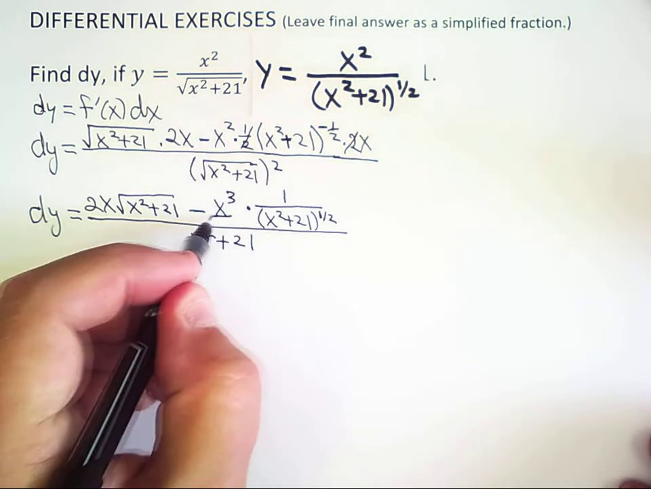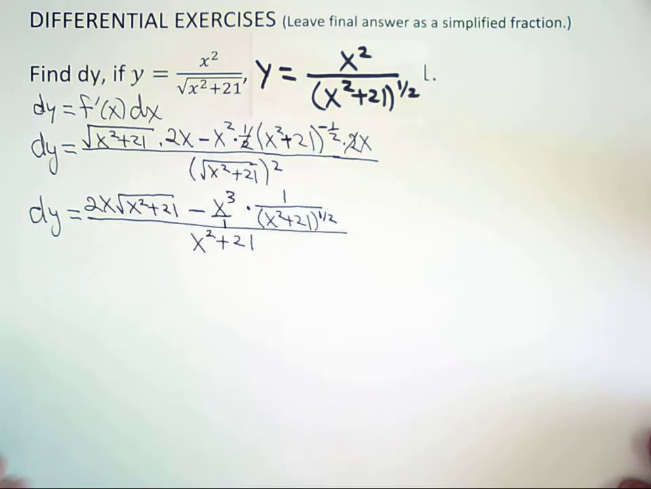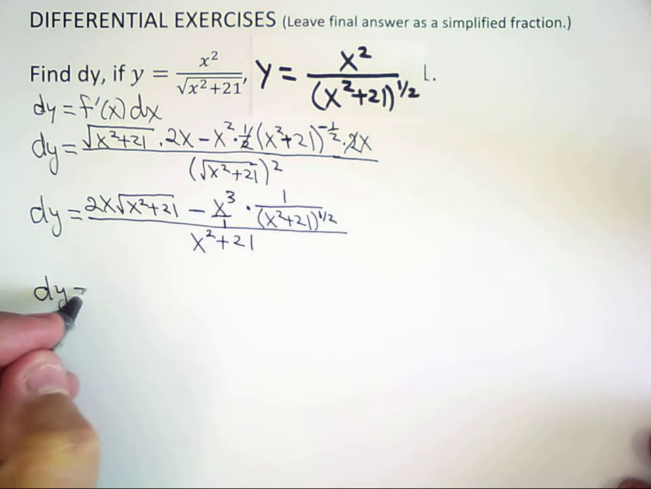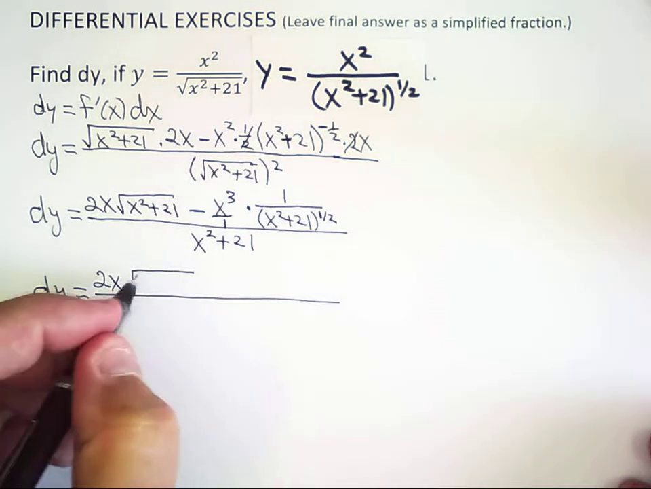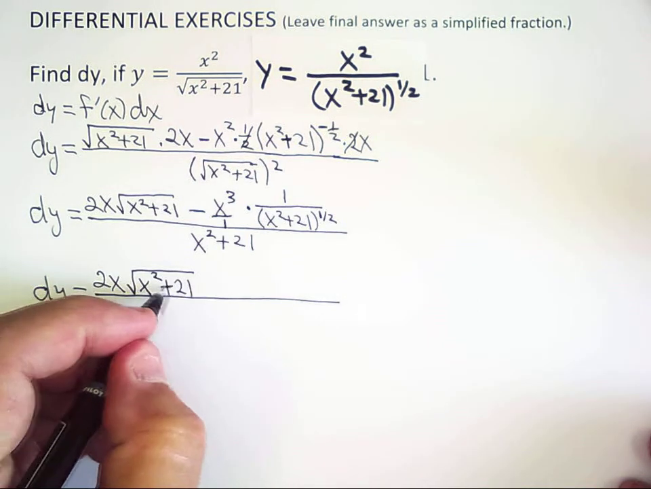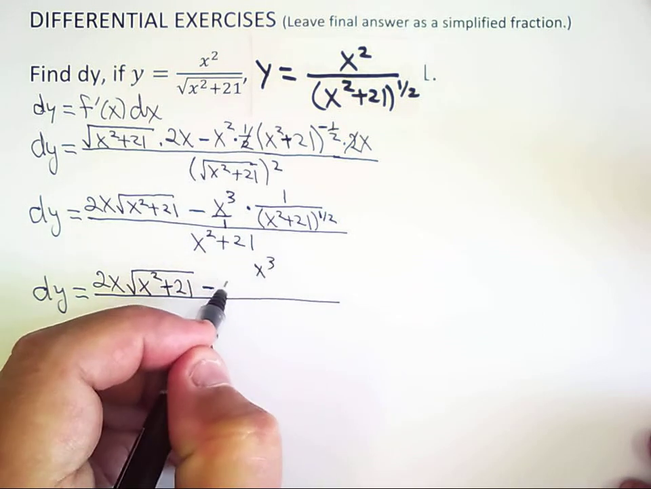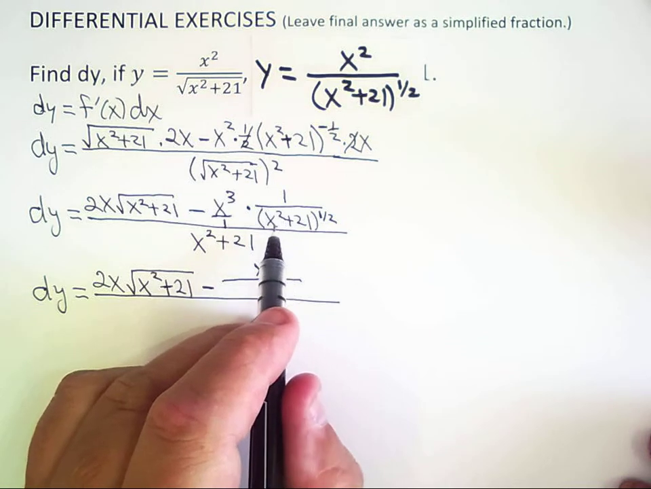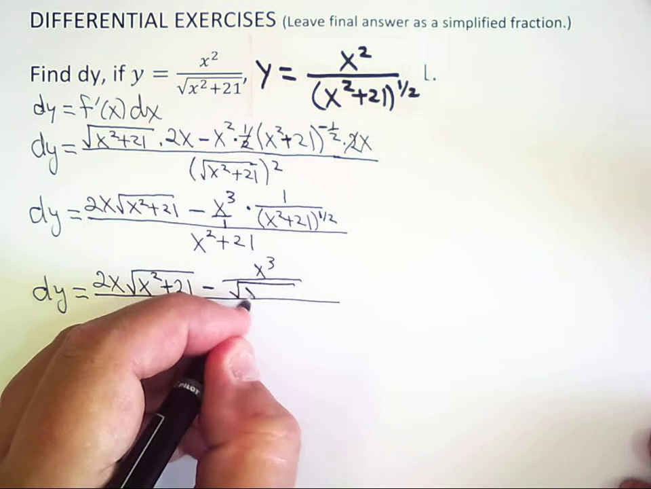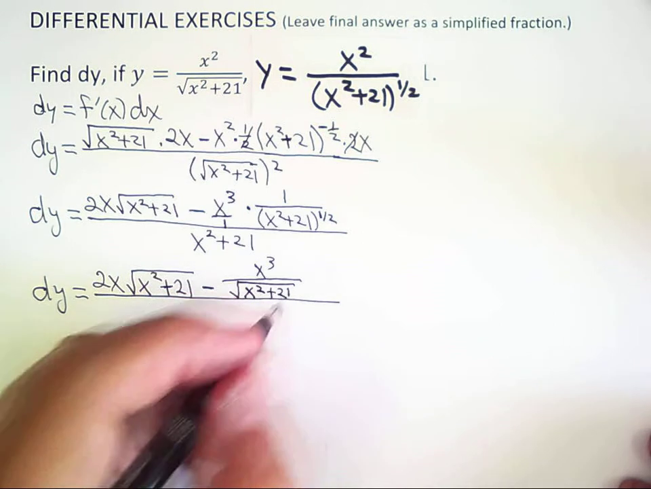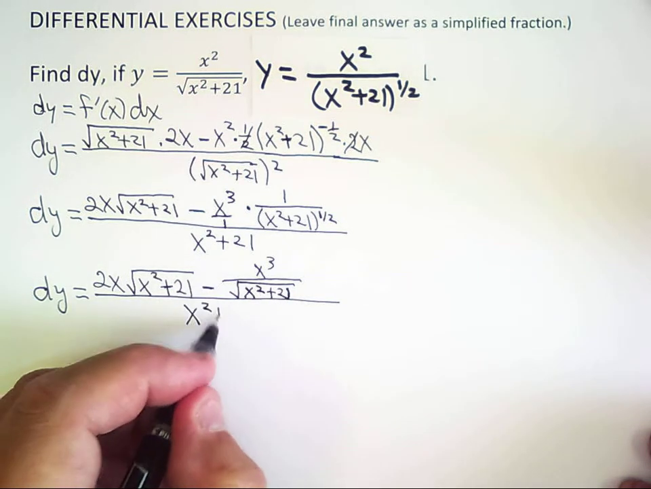I think next I would think of that x cubed as x cubed over 1, top times top, bottom times bottom, and also change the 1/2 power back to a square root. So next I would have dy is equal to 2x times the square root of x squared plus 21 minus x cubed times 1 is x cubed over 1 times x squared plus 21 quantity to the 1/2 power, which is just the square root of x squared plus 21. And then, of course, the denominator, x squared plus 21.